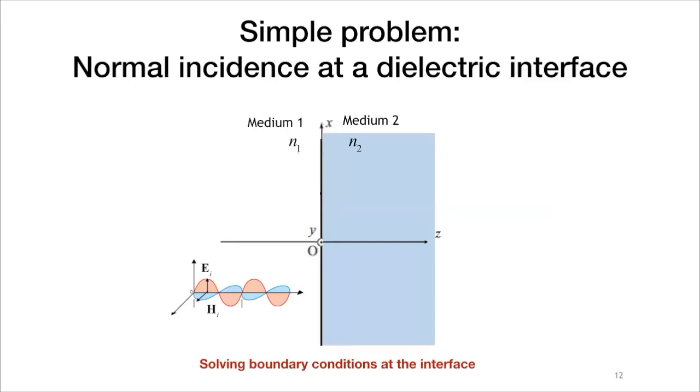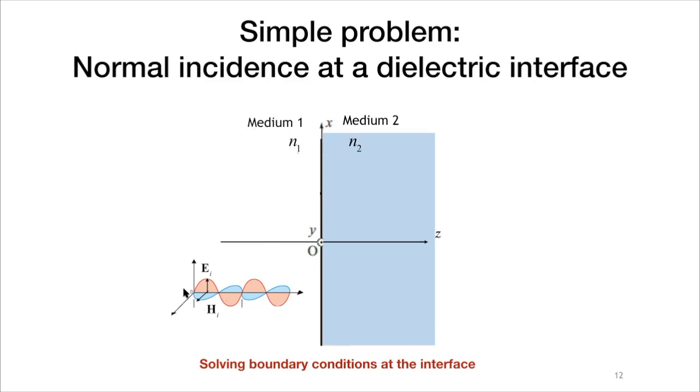Now, if we want to apply that to our problem, let's think about a very simple problem. We have a traveling wave hitting an interface between two different media. Medium number one, for example, is free space, and medium number two, say, is glass or plastic or PMMA or any material you can imagine. Each medium is described by its refractive index, N1 and N2.